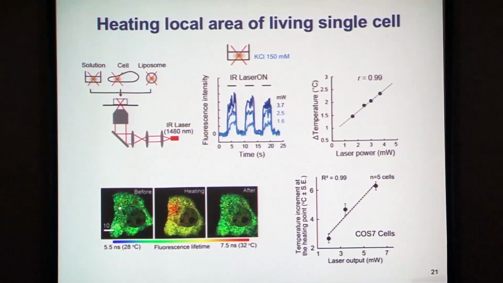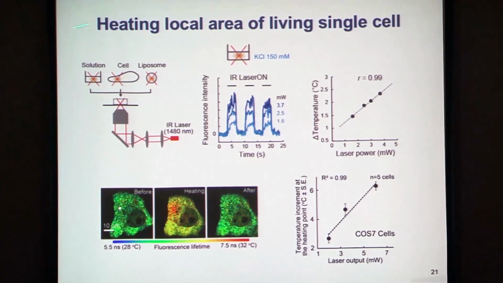This is one of the approaches we use to manipulate the temperature, the heat, in a local area of living single cells. By using a 1480 nanometer infrared laser focused on the surface of the glass, we can stimulate the water directly to warm up. So this is the result in solution. You can see we can change the laser power, and we can heat the solution in a quantitative manner.